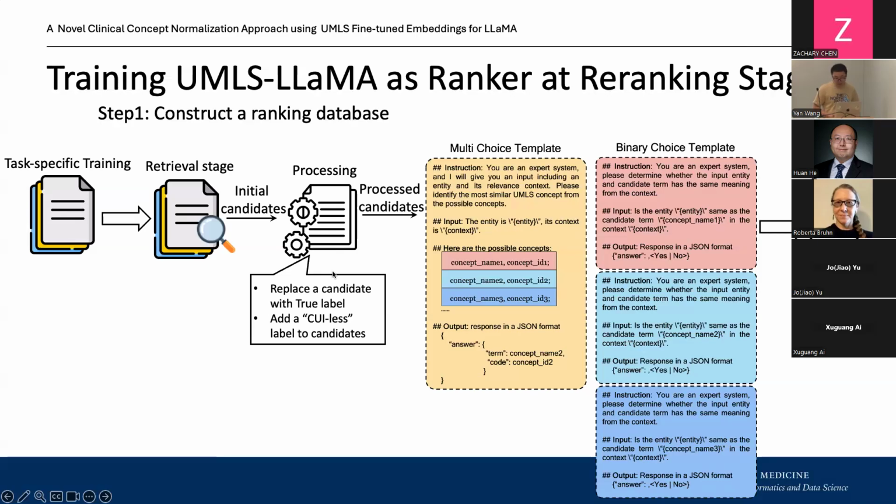The first one is if none of these candidates include the correct answer, we randomly replace one of these candidates with the corresponding annotated concept from the training data. The second is we add a CUI-less label to the pool of candidates. Finally, this process allowed us to create a candidate pool for each entity in the training data. After that, we will follow these 2 templates to construct this instruction tuning ranking dataset.